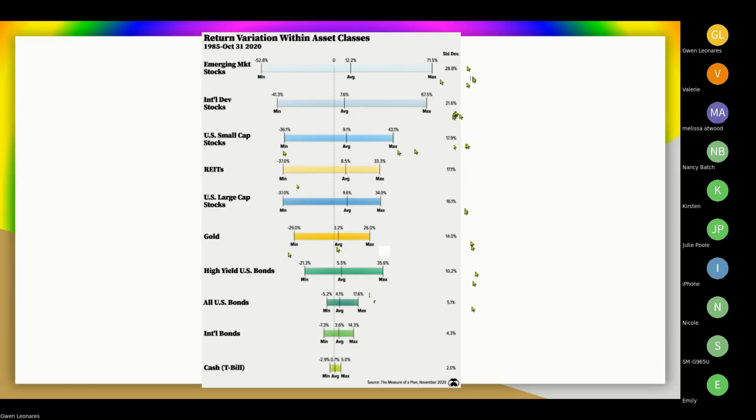International bonds, which I'm kind of surprised to see here, 3.6. So based on this, you wouldn't have earned as much, but the risk about the same. And cash, here's cash. It's down here at 0.7. There's still a risk because interest rates change. It could go up to 5 or down to minus 2.9. And that would probably be the effect of inflation.